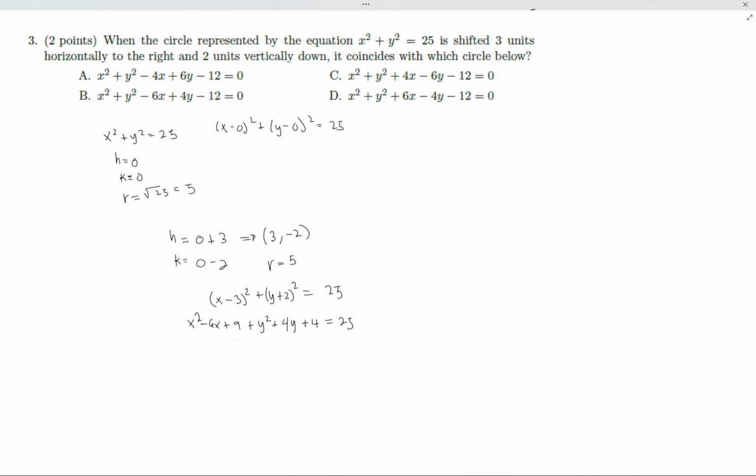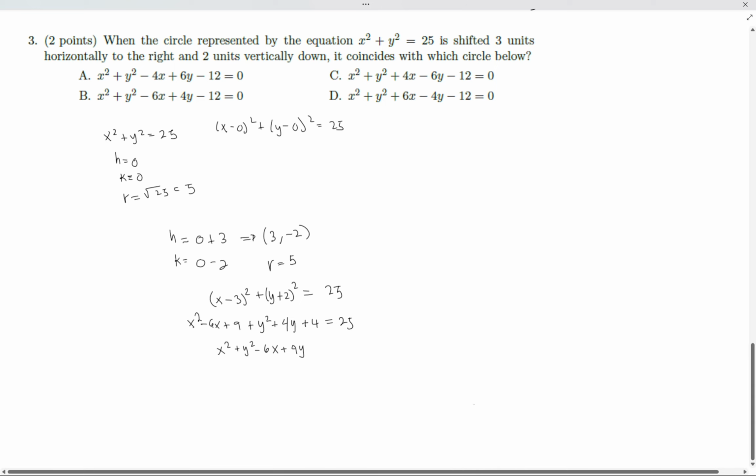Let's continue. We have now this. Again, rearrange according to the general format. We have here x squared plus y squared, and then follows minus 6x, and then 4y. And then let's combine all of the remaining constants. We have here 9 plus 4.